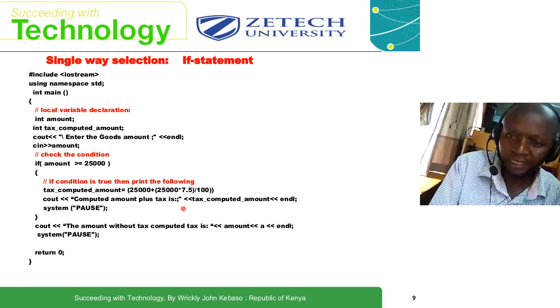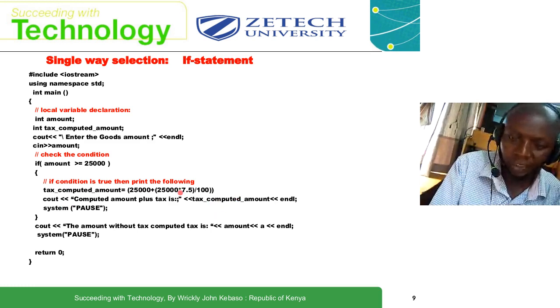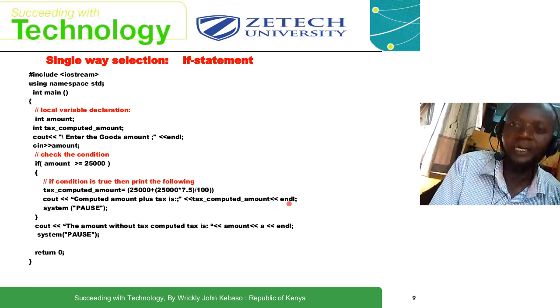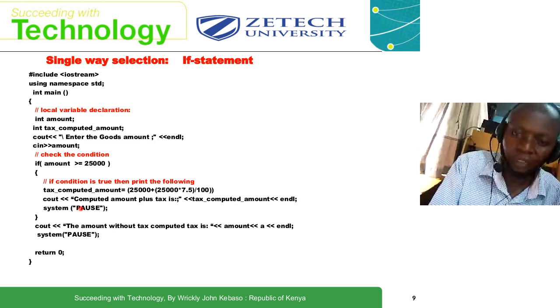And remember, this insertion operator is recognized by this cout. So the cout will still continue displaying. Then it will take the value that has been computed here, and then definitely you'll have the value after the computation. And then again, you take the cursor down, and then you simply hold the output for people to see until somebody presses a key on the keyboard to be able to see the output.